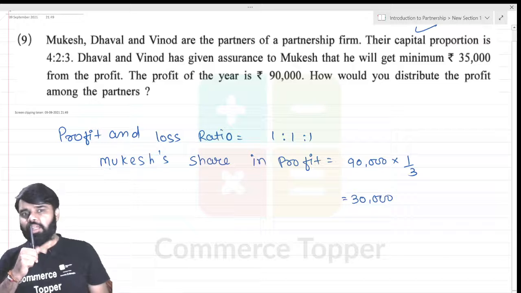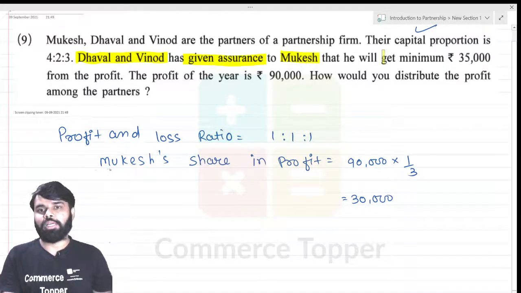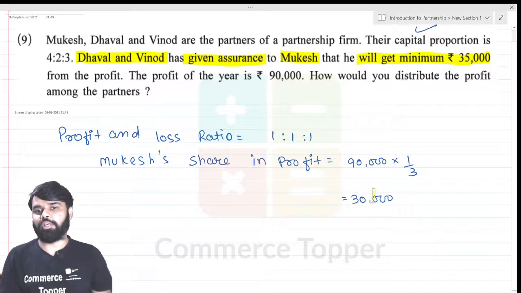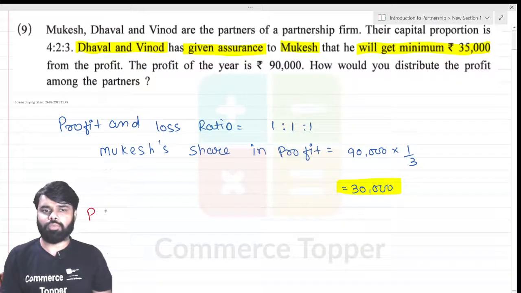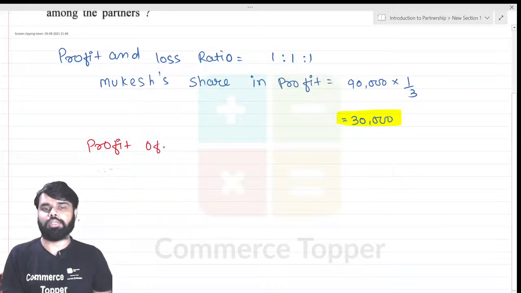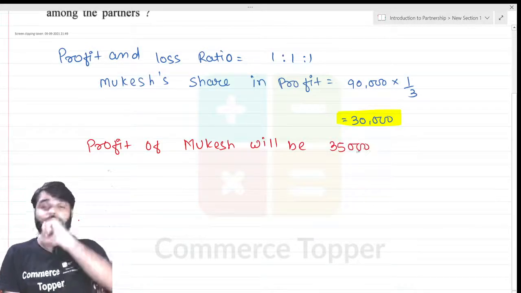But the point is that Dhaval and Vinod, see, I am highlighting the point. Here Dhaval and Vinod have given assurance to Mukesh that you will get a minimum of 35,000 profit. Now this is a problem. Mukesh says that I am getting only 30,000 profit. So in that particular situation, what should we do? Without any calculation, we will consider the profit of Mukesh to be 35,000. Now what was the total profit?